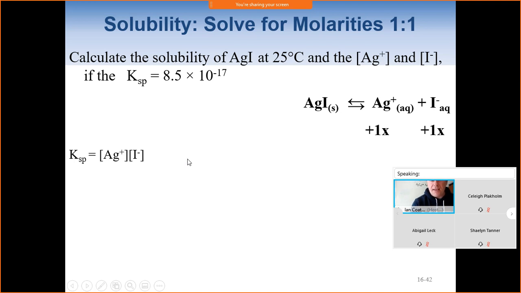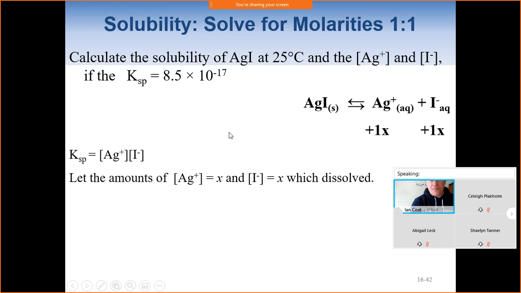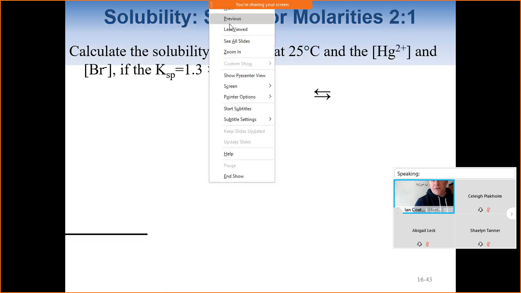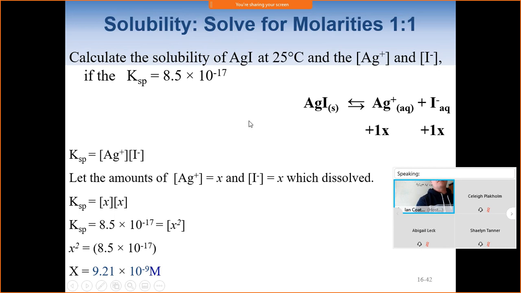Plug and play. And you'll notice here that for every time one of these guys breaks up, I get 1 and 1. So have a look here. Let the amount equal X for these guys here. So here you have KSP is equal to X squared. Well, I've given you the KSP, and that's how you do this one here. So as far as KSP goes, this is what you're looking for. And notice there that the molarities are 1 to 1.